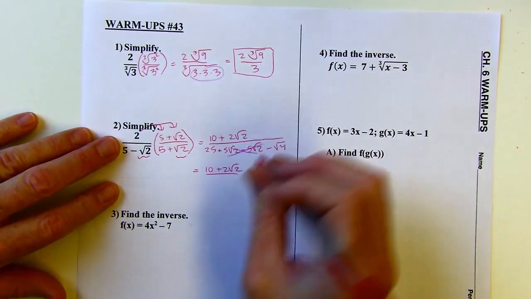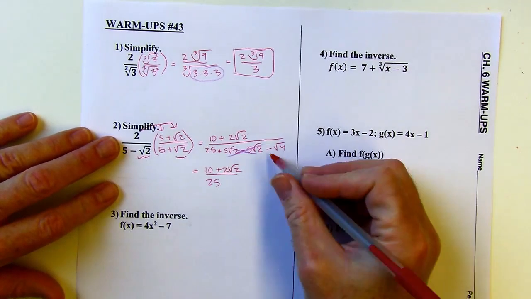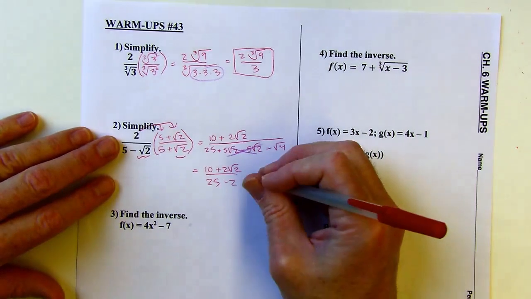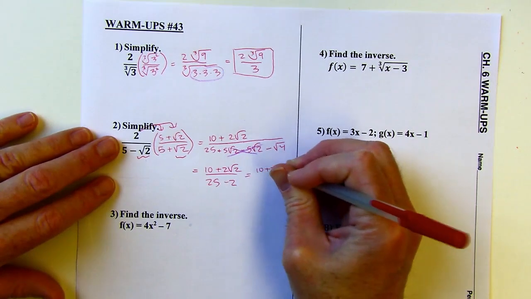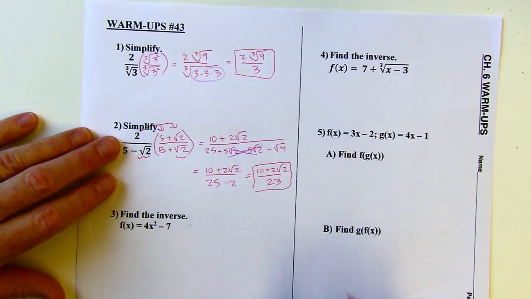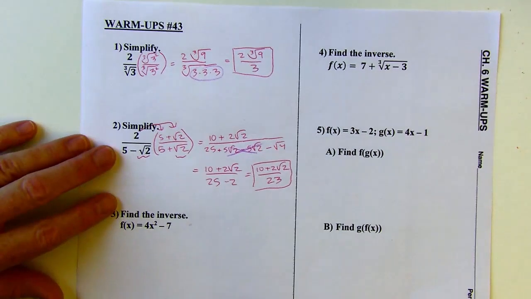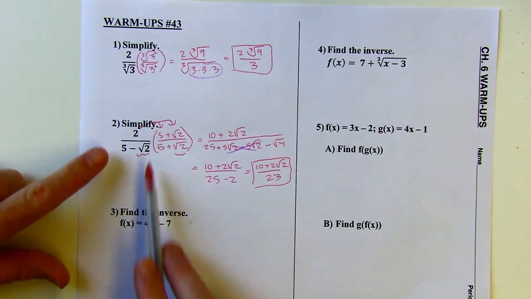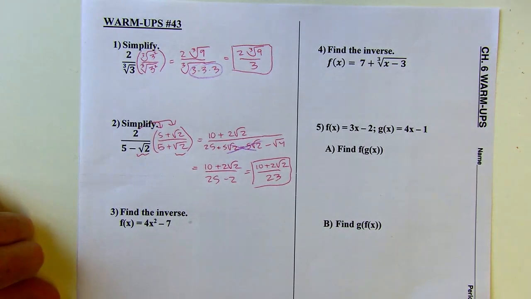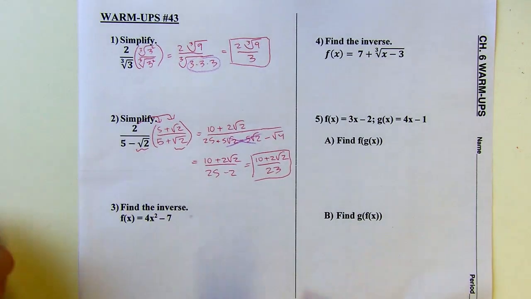Leaving the top alone. On bottom, now I've got 25 minus 2. Okay, 25 minus 2 is 23. And I'm checking to see if I can do any more reducing. Can't there, so I'm finished. That will always take care of radicals in the denominator if you multiply by the conjugate of the denominator. Okay. Next up, let's find the inverse.